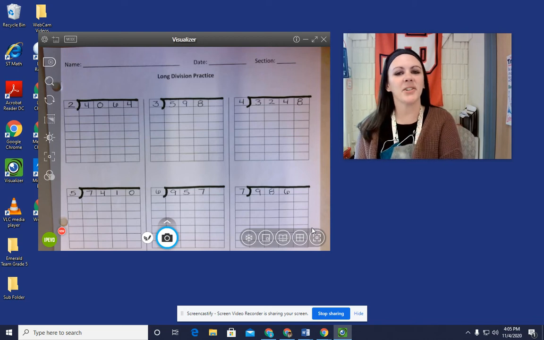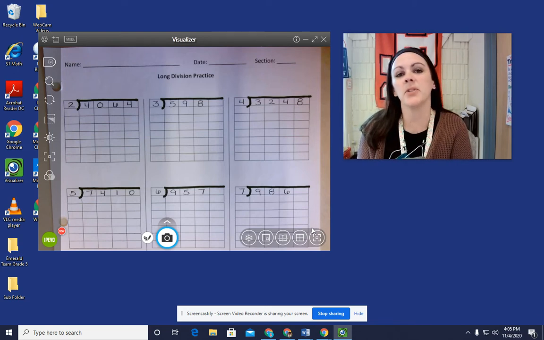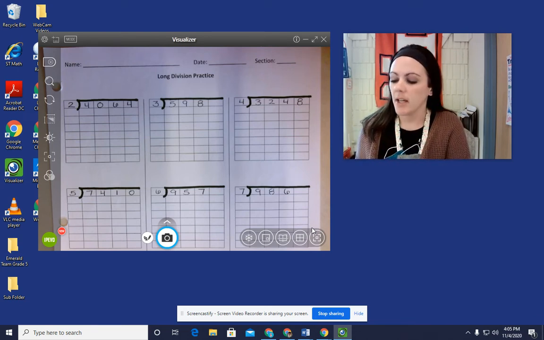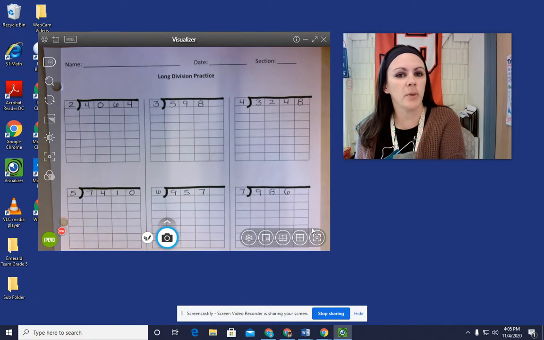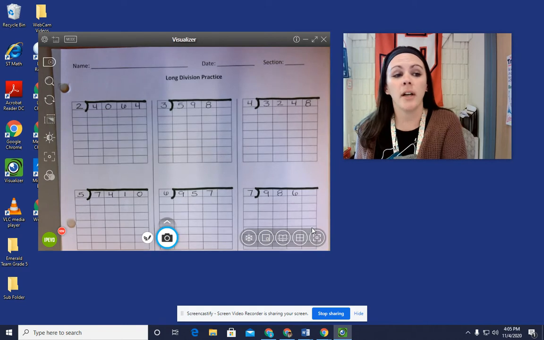Hi everyone, today is Thursday, November 12th, and we are going to do some more long division practice. You should have a worksheet that looks just like this that your math teacher gave you the last time you were at school. It's titled Long Division Practice. You do not need your notebook today.